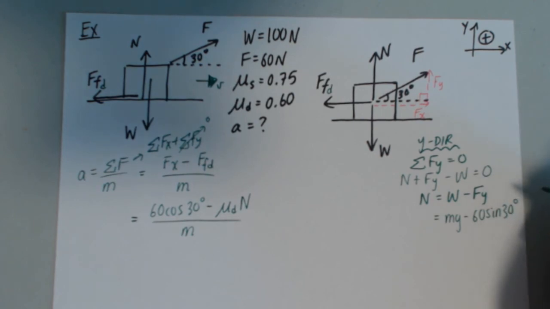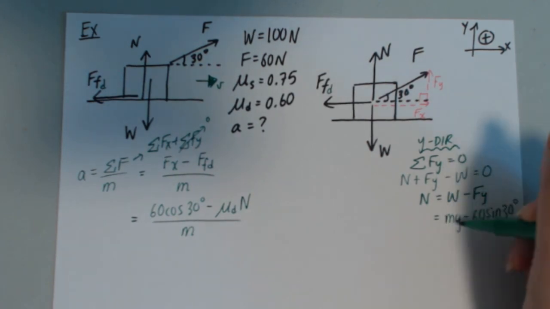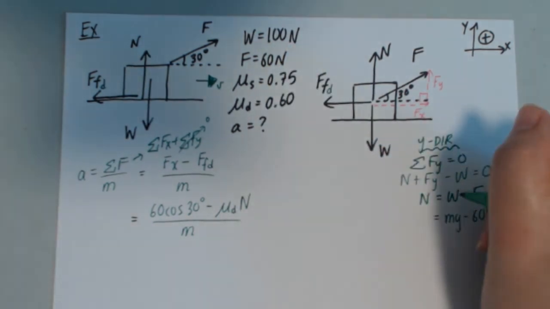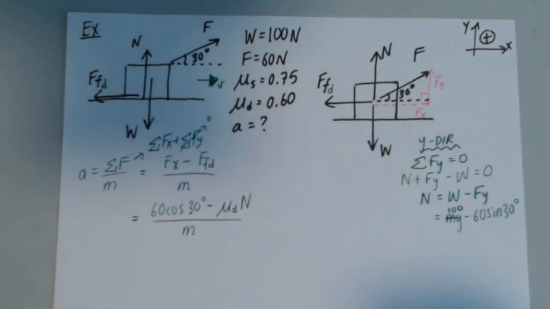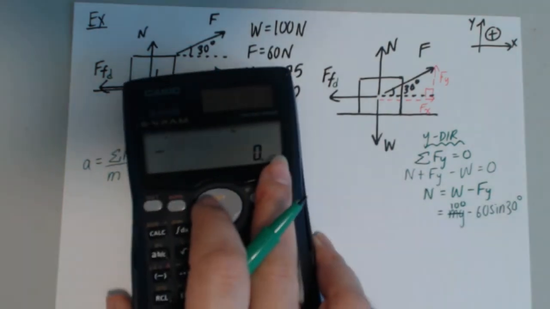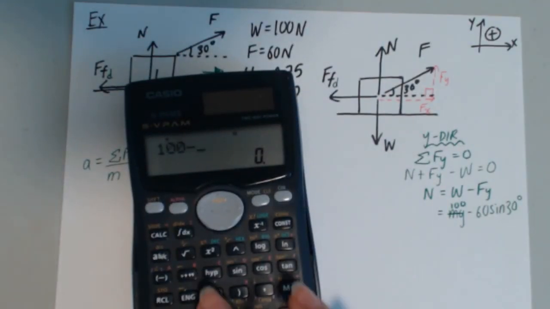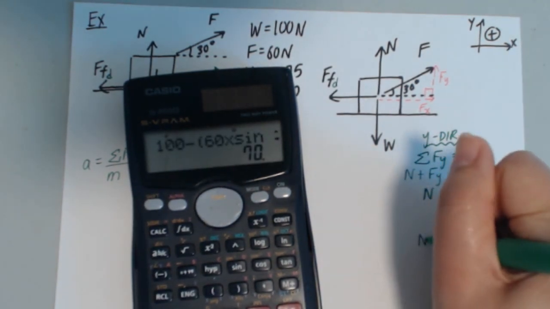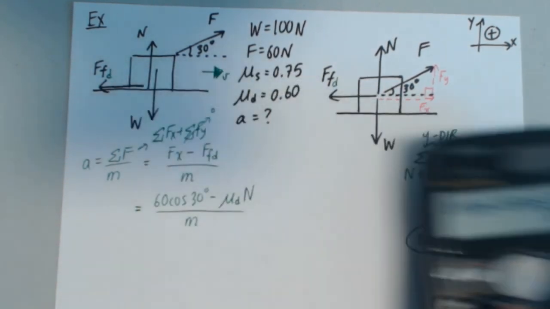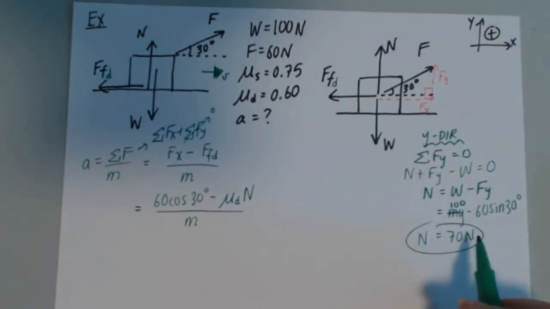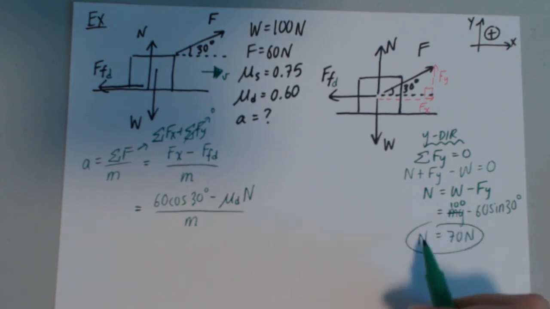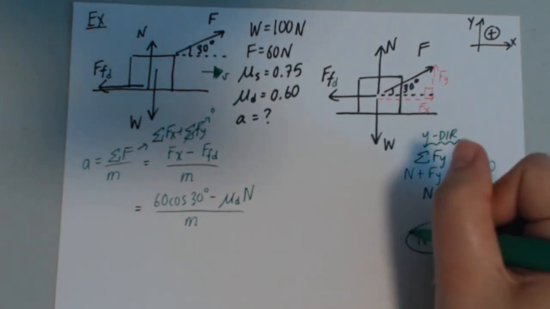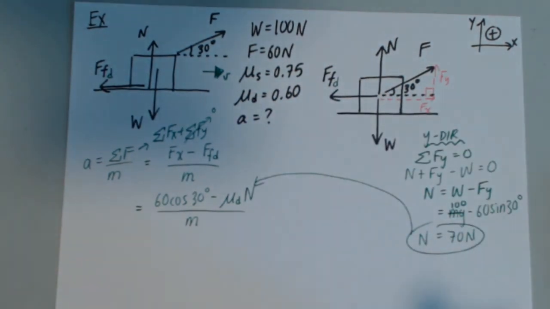You know what, actually, I don't have to change this to mg because I know what the weight is. It's 100. So I can just call this 100. 100 minus 60 times sine 30 degrees. So the normal force is 70 newtons. Now this is going to look kind of weird. N equals 70 N. You just have to understand that this N is the normal force and this N is the newtons. This is why some people decide to use R for reactive force. Up to you. So that gets plugged in over here.